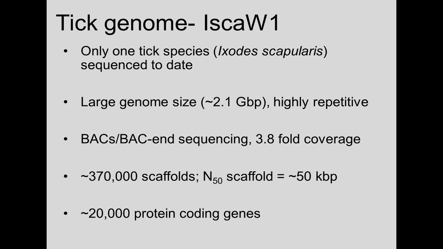The sequence that was published earlier in 2016 was done with paired-end sequencing, which resulted in 3.8-fold coverage. But it was a highly fragmented genome, as I mentioned. It was fragmented into approximately 370,000 scaffolds, and the N50 of a scaffold was approximately 50 kilobase pairs. There were 20,000 protein coding genes identified in the genome.